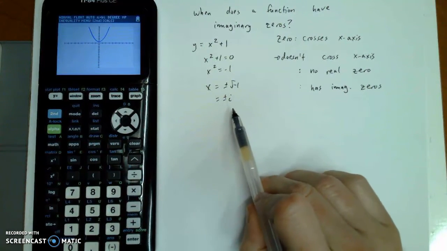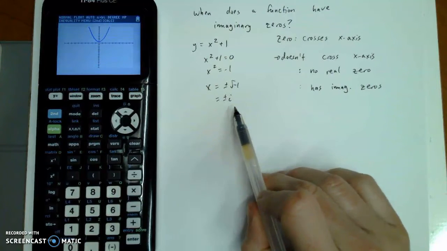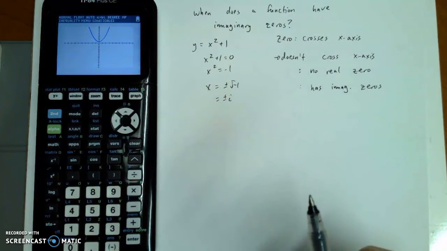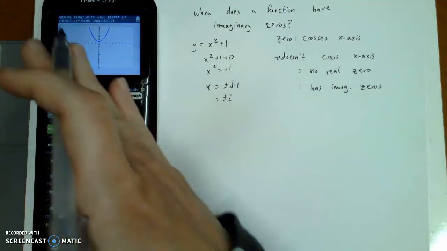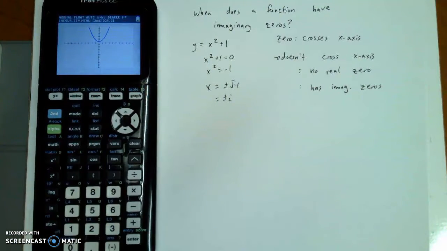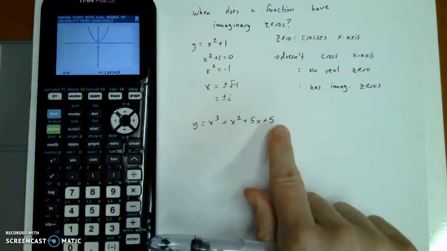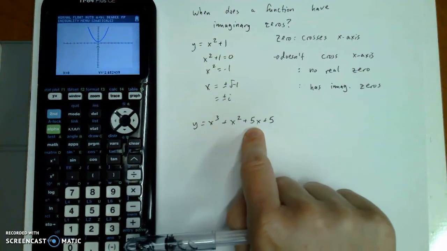Now unfortunately, the calculator really does not give me any hint about where that imaginary zero is. Is it a comparatively easy imaginary zero like this one, or is it going to be something a lot more complicated? Because our calculator is only graphing in the real numbers, I really can't tell by looking at this. Let's try a more complicated function.